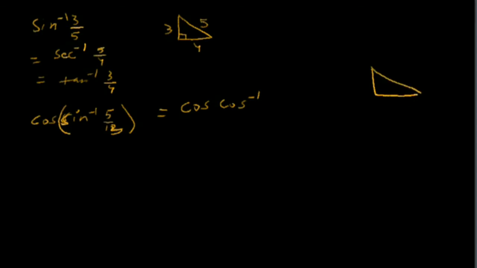It is given sine inverse 5 by 13. So perpendicular is 5, hypotenuse is 13, so base is coming out to be 12. So if I have to write cos inverse with respect to sine inverse 5 by 13, it will be 12 by 13. Now cos and cos inverse will cancel out and we are just left with 12 by 13. So it is very simple to convert one form to another form.